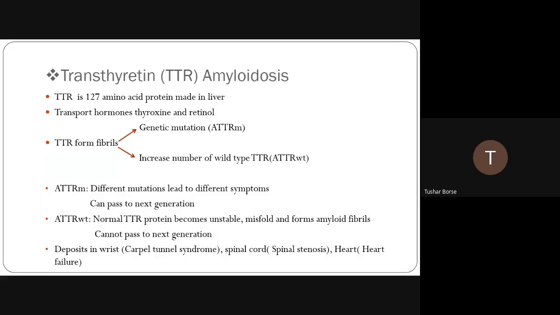In genetic mutations, different mutations lead to different symptoms, and it can pass to the next generation. But if there is an increased number of wild type transthyretin, the normal protein becomes unstable, misfolds, and forms amyloid fibrils. It cannot pass to the next generation. This amyloid deposits in the wrist and causes carpal tunnel syndrome. If it deposits in the spinal cord, it causes spinal stenosis, and if it deposits in the heart, it causes heart failure.